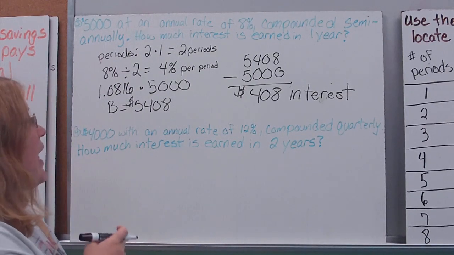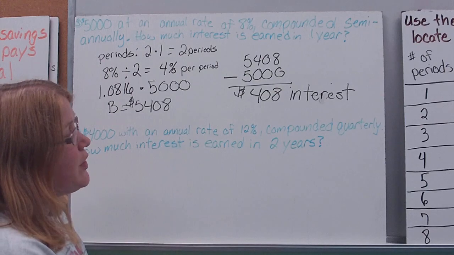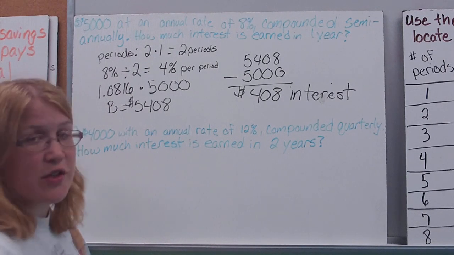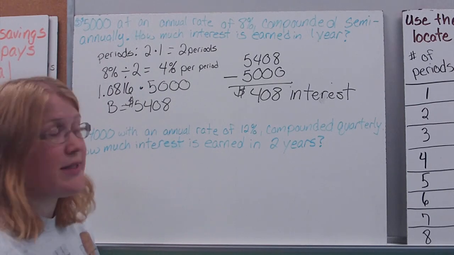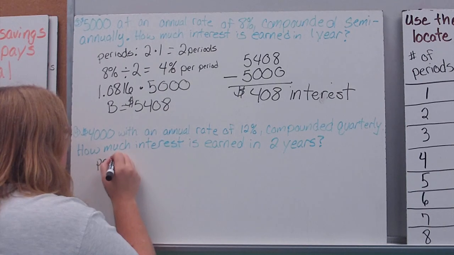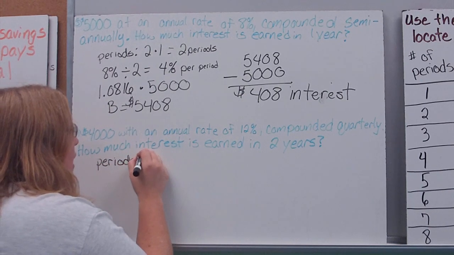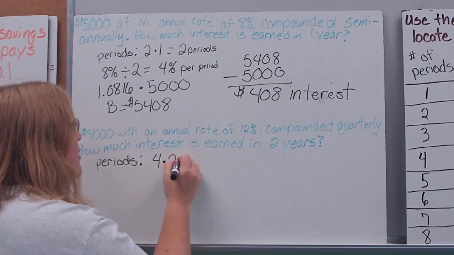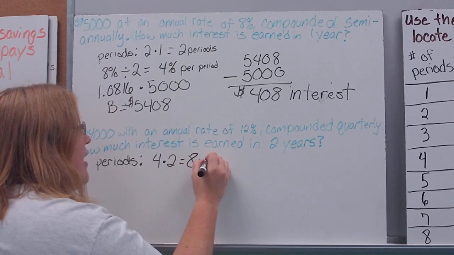So I have $4,000 with an annual rate of 12% compounded quarterly. How much interest is earned in 2 years? So again, notice it's asking me for interest, not balance. Well, it's compounded quarterly, so let's get our periods here. Compounded quarterly, 4 times a year. I want to know for 2 years, so I have 8 periods.